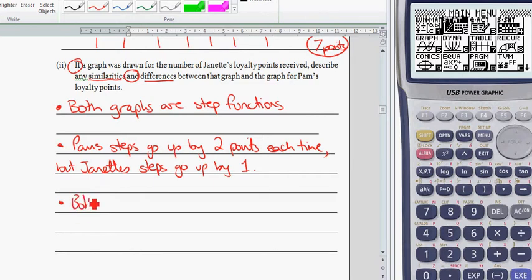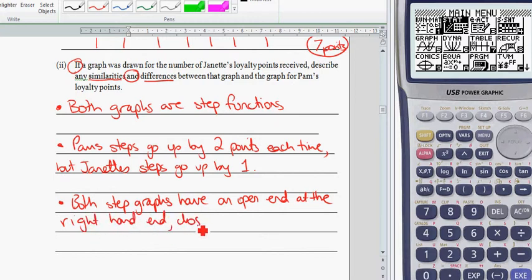Both step graphs have open end at the right hand end, closed at the left hand end. We might try and just write as many as we can, and then hopefully some of them will be what the markers are looking for.